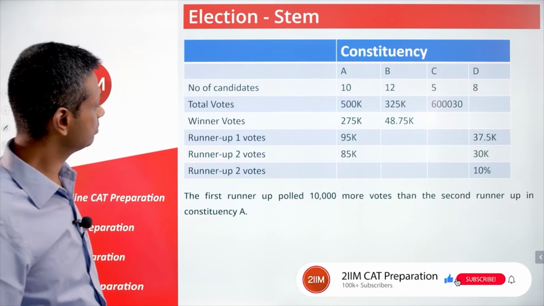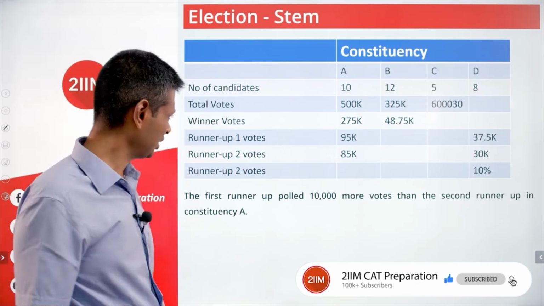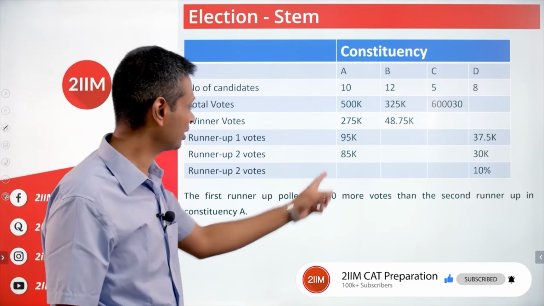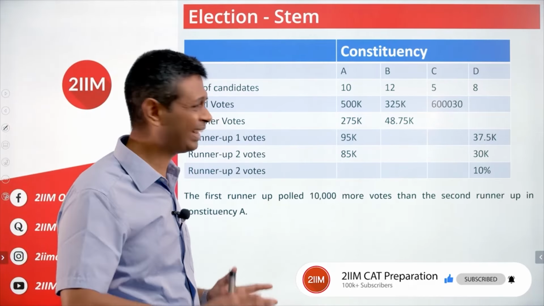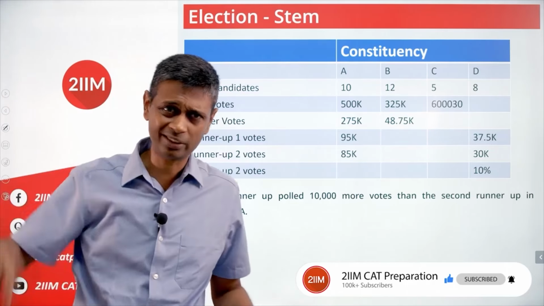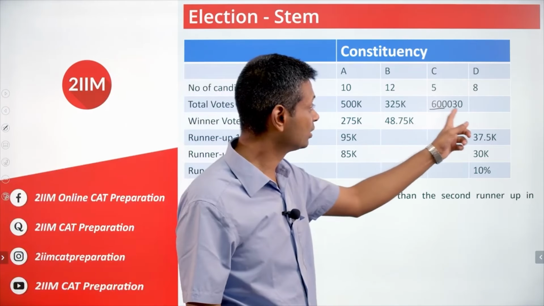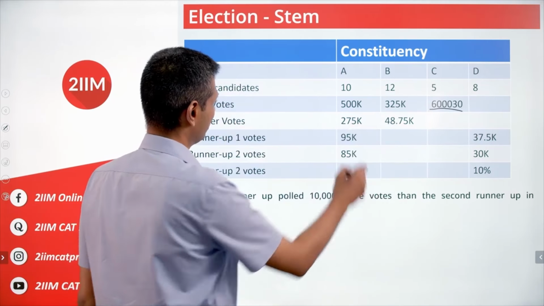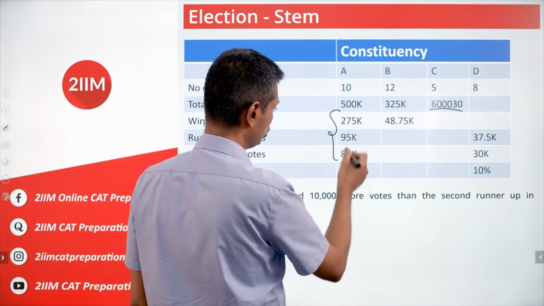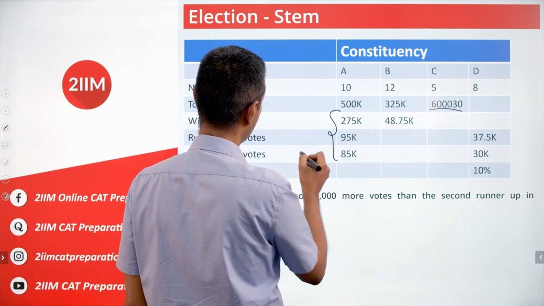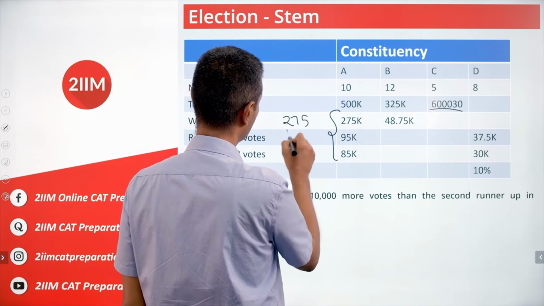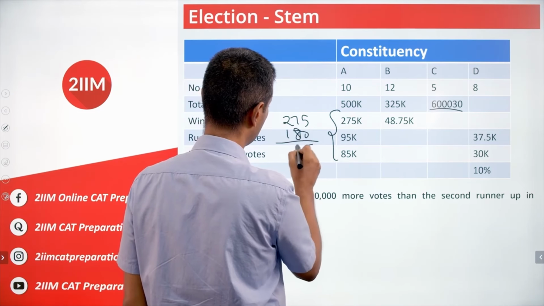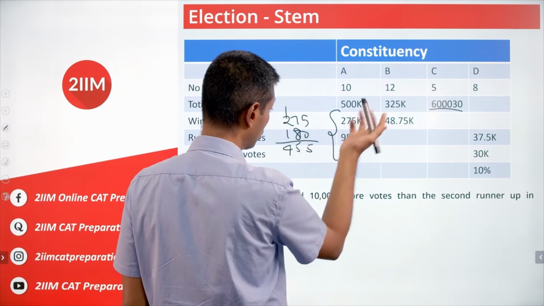Number of candidates, 10. So we've just captured this data. Let's look at this. The first runner-up polled 10,000 more than the second runner-up, so the second runner-up got 85,000. That we know. Just using K to denote 1,000, so I'm not putting 3 zeros all the time. This number is not friendly, so I've used it as it is, 6,30,000. And very interesting, this guy has won a lot. So this is 170 plus 275, 275 plus 180. So this is 455,000 already accounted for.